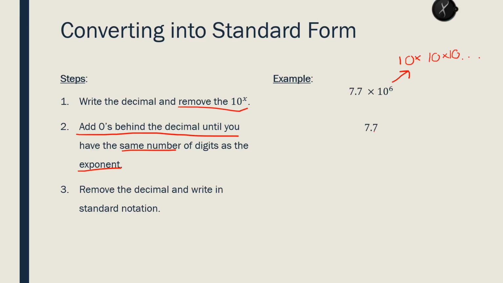So I need to have 6 numbers to the right of the decimal. And to get that, I can just add in some zeros. Now I already had 1 with the 7, and then I added 5 zeros. So now I have 6 digits behind the decimal point. Now what I can do is remove the decimal and write it in standard notation. So I can drop the decimal now, and that means that 7.7 times 10 to the 6th represents 7,700,000.